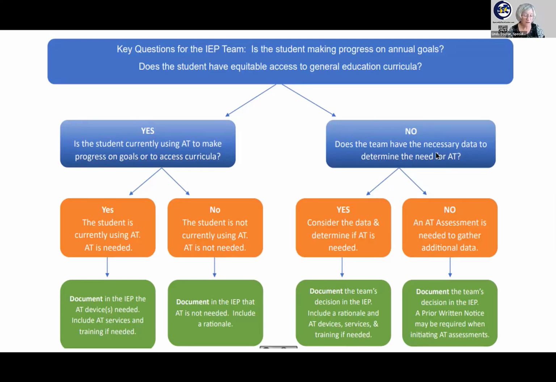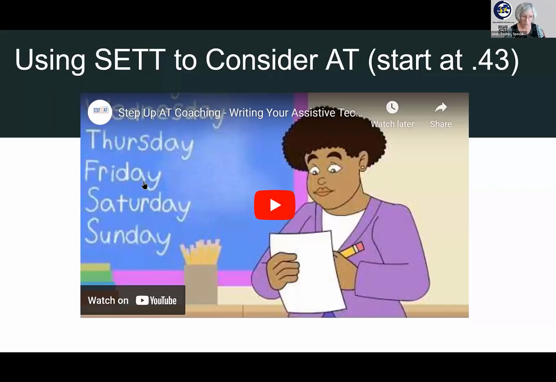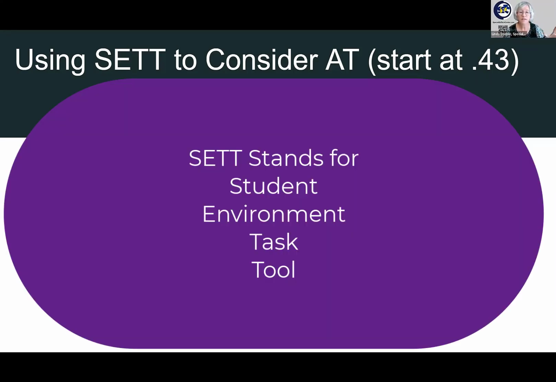Now, if the team decides that, no, we don't have the necessary data, that's when you're going to move forward with an AT assessment, and that's needed to gather that additional data. At that point, you can document the team's decision in the IEP, and then you can move forward with an assessment. Just realize you may be required at that point to initiate a prior written notice before you initiate that.